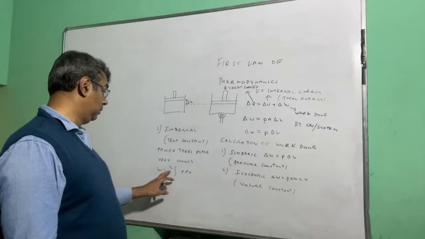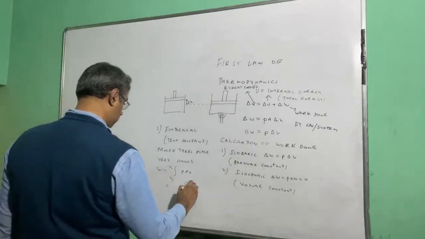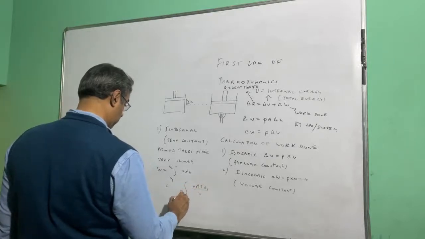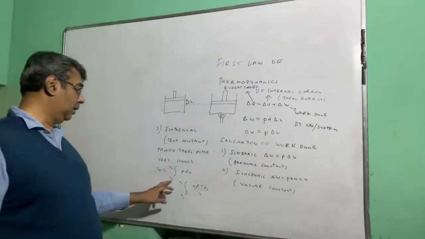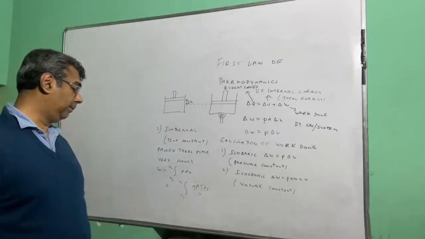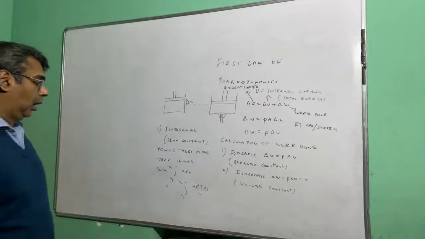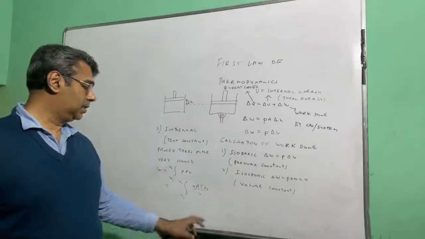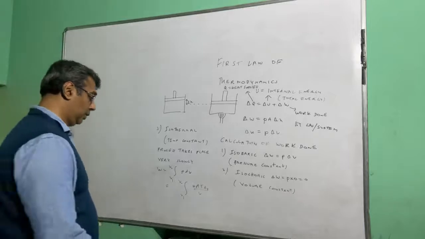So W is integral V1 to V2 P dV. Instead of P you write nRT by V. So integral nRT by V dV from V1 to V2. Now remember that it is isothermal. So in this formula, nRT dV by V, T will be constant.